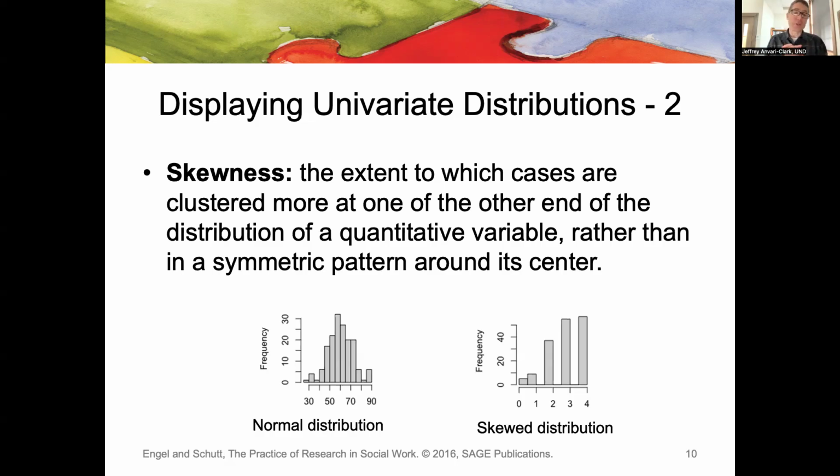A skewed distribution would be where we see more cases leaning towards one side. So in the skewed distribution, we have very few people who indicated 0 or 1, but a lot who indicated 3 and 4. So we see it's heavier on the high side.